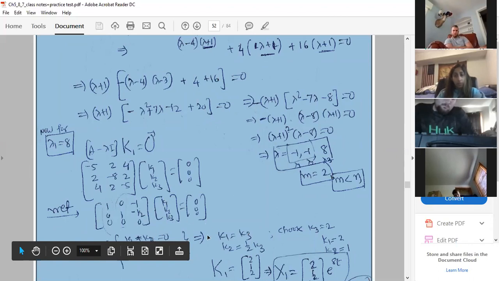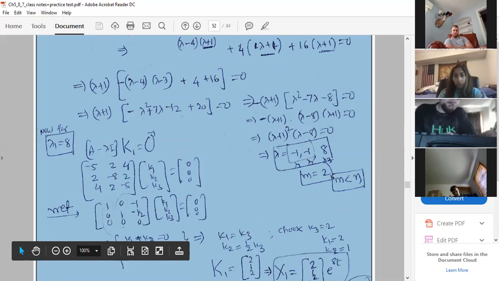Look over here: K1 minus K3 equal to 0, K2 minus K3 equal to 0. That means K1 and K3 are there, K2 and K3 are there. If you choose your K3 equal to, suppose, one number, suppose I take K3 equal to 2. Why K3 equal to 2? Because I want to avoid this fraction. If I choose K3 equal to 2, this 2 and 2 will get cancelled out. So K1 equal to 2 and K2 equal to 1. So K1 is this one, and X1 is equal to 2, 1, 2.